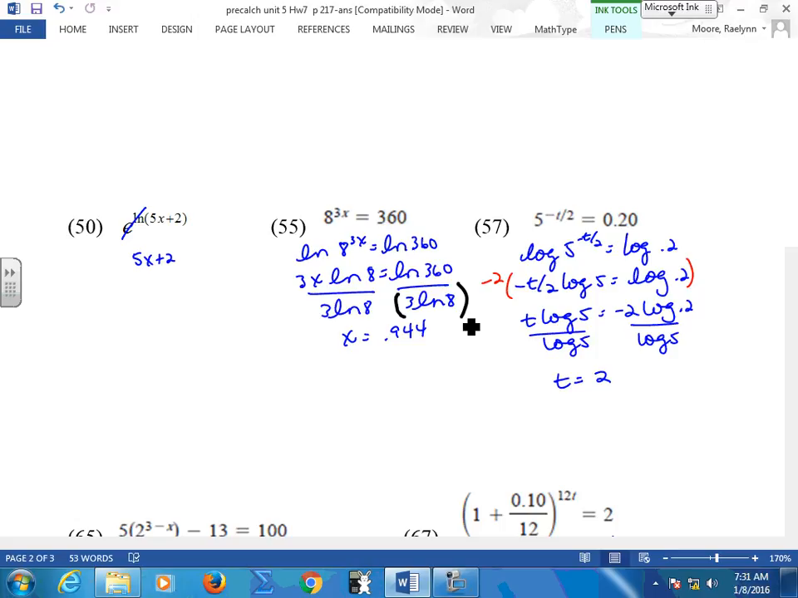Bring the exponent down. When you bring this exponent down, it has a fraction. Get rid of it. If you multiply by a negative 2, this is going to give you a t. And then just multiply this one term by negative 2. Now you divide by log 5, and you'll be fine. Multiply by its reciprocal.